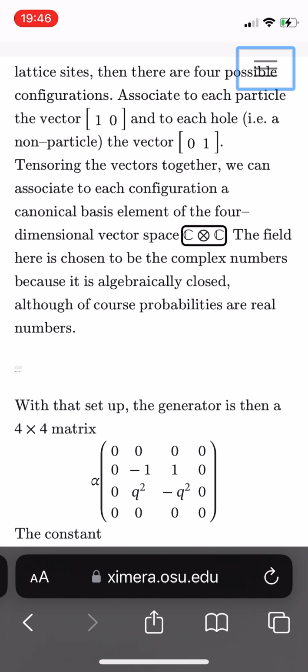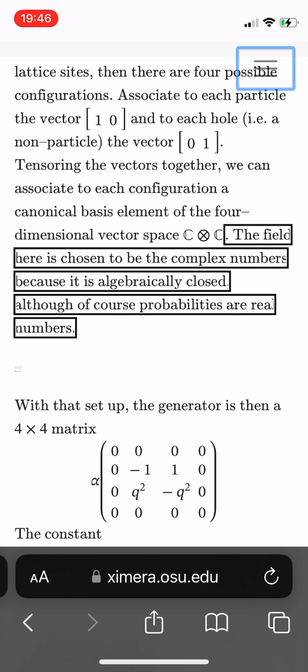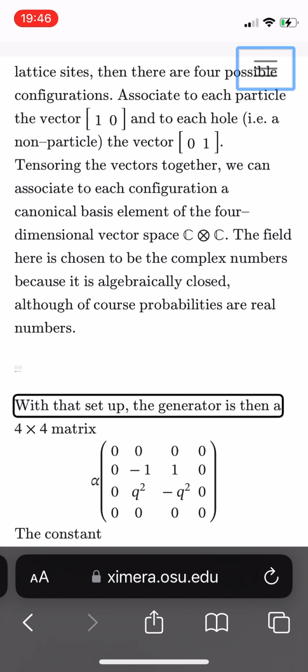C tensor C. The field here is chosen to be the complex numbers because it is algebraically closed, although of course probabilities are real numbers. With that set up, the generator is then a 4 times 4 matrix.